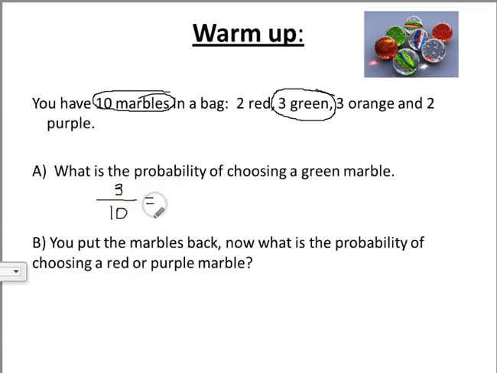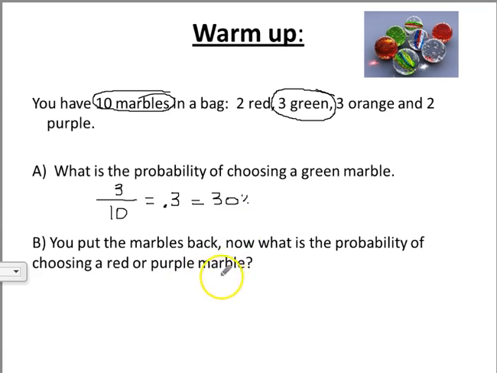We can also write probabilities as a decimal, so if we just take 3 and divide it by 10, that would be 0.3 as a decimal. And then, of course, if we wanted to change that into a percentage, you move that decimal 2 places to the right and you would get 30%. So there's actually 3 different ways we can write probabilities. You can write it as a fraction, a decimal, or a percentage.